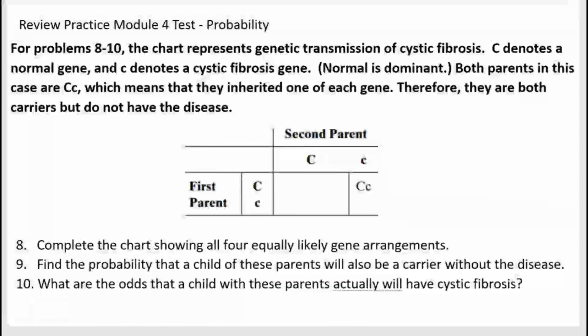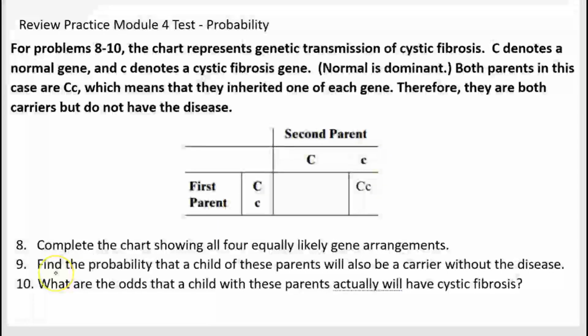Okay, so problems 8 through 10, it says the chart represents genetic transmission of cystic fibrosis. Capital C denotes a normal gene, and lowercase c denotes a cystic fibrosis gene. And notice it says the normal is dominant. That's why it's capitalized. Both parents in this case are Cc, which means that they inherited one of each gene. Therefore, they are both carriers but do not have the disease. So remember, when you have a capital letter that's dominant, that's the outcome of the child. But you're still a carrier because of the lowercase c. So what we have is a parent that is normal, because normal is dominant, but is a carrier of cystic fibrosis. Same thing with the second parent.